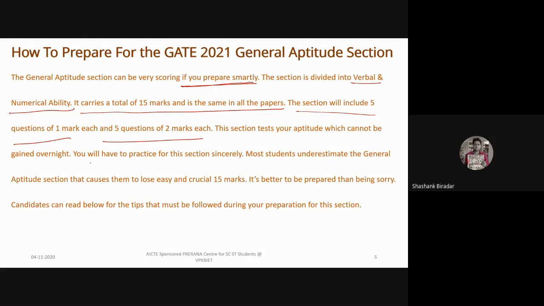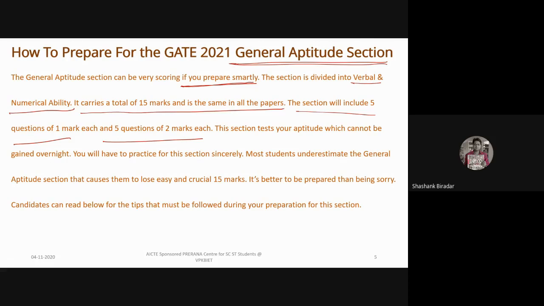You will have to practice for this section sincerely, because sincere effort is very, very important when dealing with general aptitude. This general aptitude is not restricted only to the GATE examination. You will also deal with it from the placement point of view or in other competitive exams. So general aptitude plays a very important role. Basically, it is an initial key to unlock further steps, not only for GATE but also for other competitive examinations.